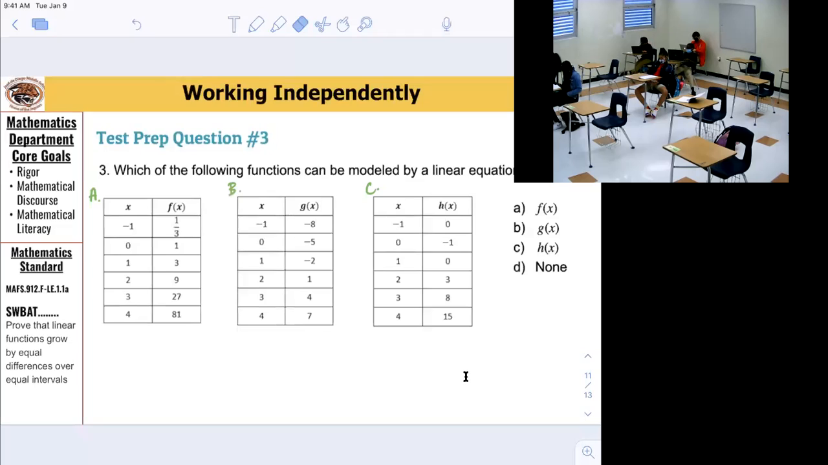Miss Lopez, we can pick 2 questions, right? Or is there just one? There's only one. Only one of these is going to be linear.